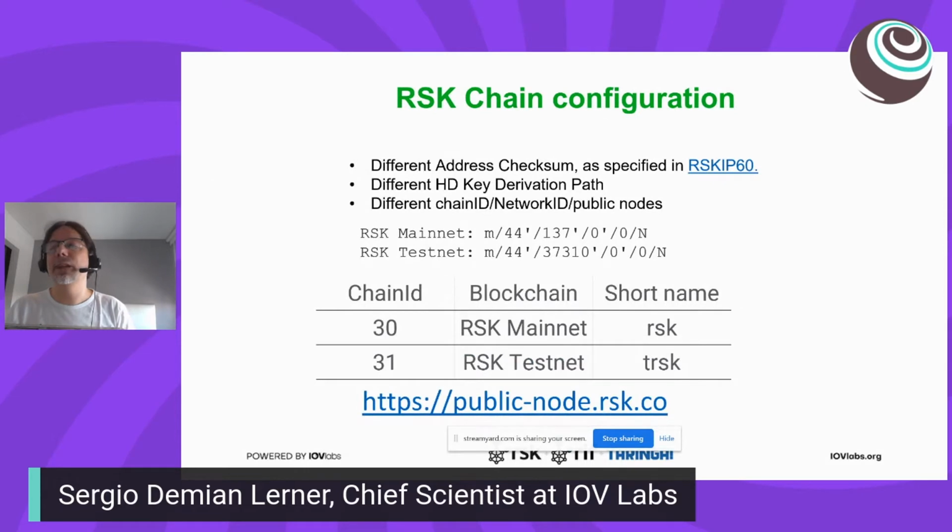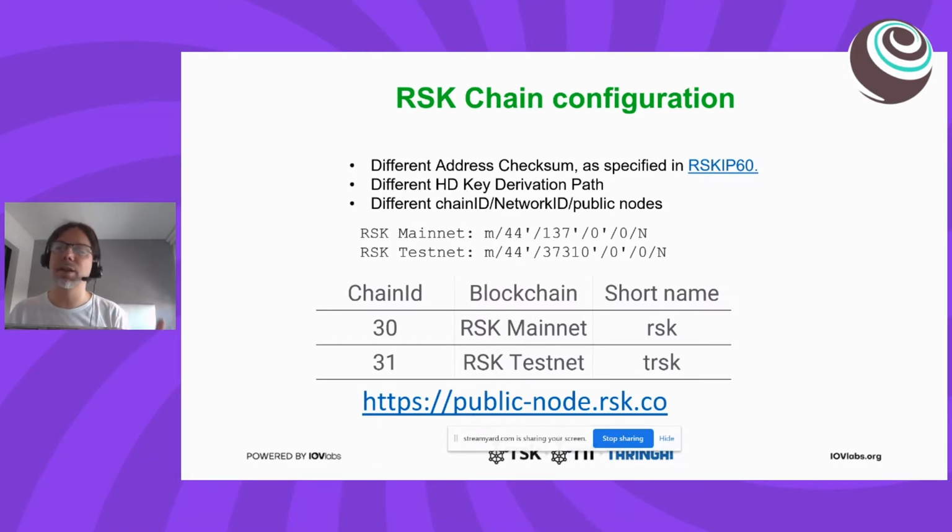The other thing that the user might need to know, though generally they don't need to, because most wallets are seamlessly integrated into RSK and other networks, is key configuration things like the chain ID, the different hierarchical deterministic key derivation path for hardware wallets, and obviously the address of some public nodes if you are not running your own node. And also you have to know that the addresses in RSK have a different checksum, so that you won't mistakenly use an RSK address in Ethereum and vice versa.